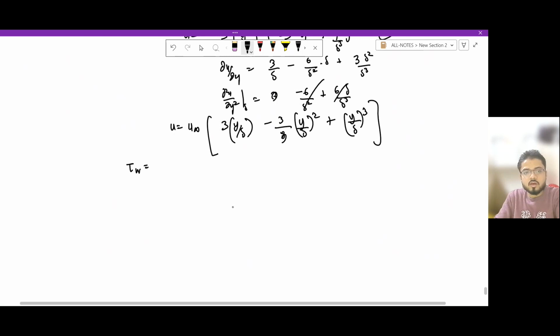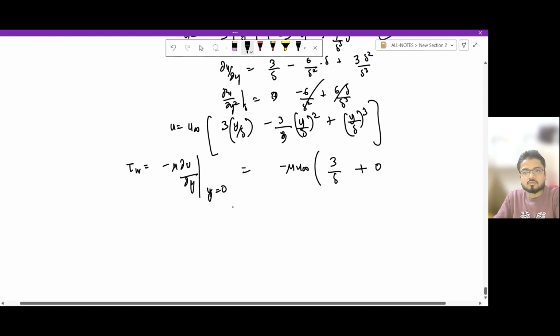Okay, now you could also have this tau wall right here. You can write it like this, del y at y equals to 0. This is equal to minus mu U infinity. At y equals to 0, you have 3 by delta. And the rest of the terms are 0. So this is 3 mu U infinity over delta in the negative form. And minus of this entire thing. Perhaps, yes.